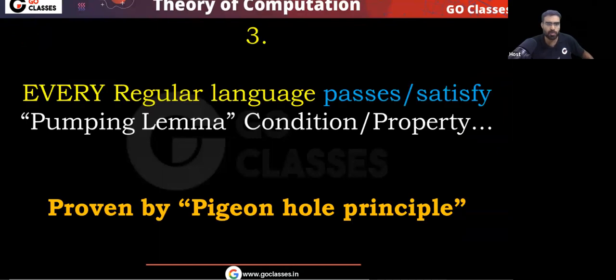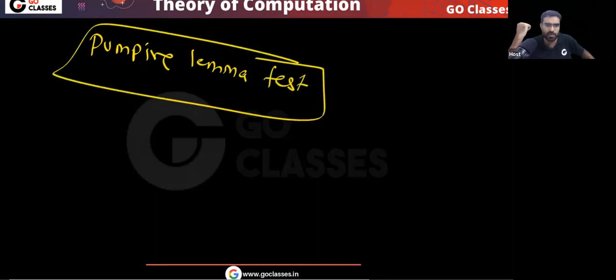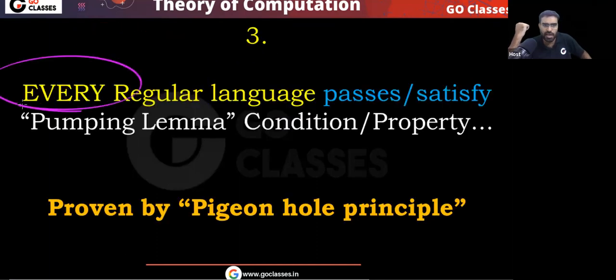Now let's see the third property. What was the third property? Tell me. How do we prove the pumping lemma? To prove the pumping lemma, which concept are we using? We have already seen the proof, right? We have already seen that the pumping lemma is satisfied by regular languages. This pumping lemma test is satisfied by all regular languages. You can notice every regular language will satisfy the pumping lemma test. This proof we have already seen.